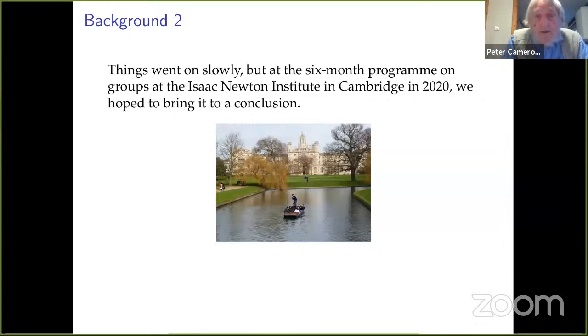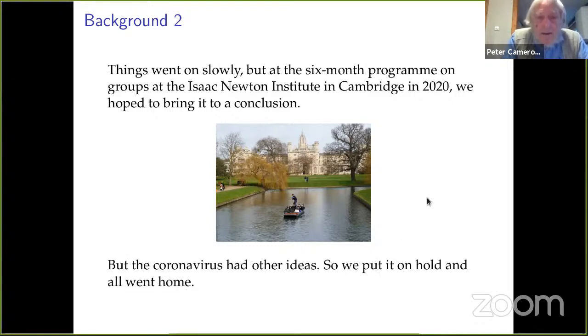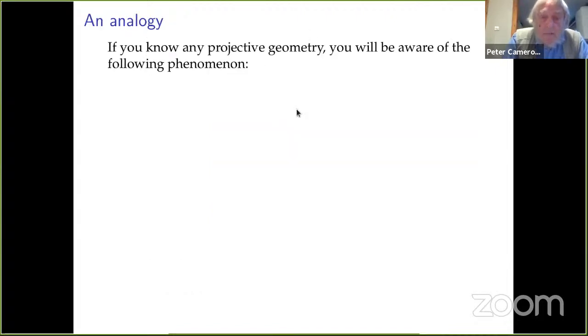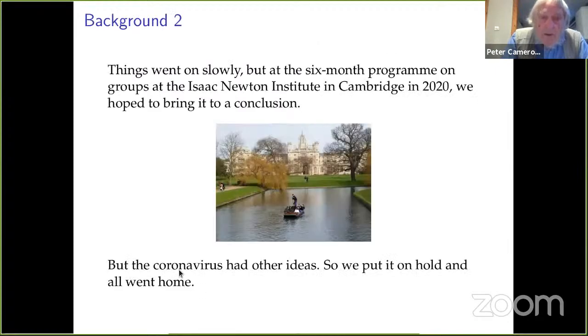But in 2020, a six-month program on group theory started at the Isaac Newton Institute in Cambridge. And the four of us were there, and we hoped to bring the project to a conclusion. So the program started in January, but of course, in March, the coronavirus arrived, the country was locked down, and we were all sent home. So this turned out to be a good thing, because we'd almost decided on what the final theorem was, but the opportunity of sitting at home with nothing else to do made us prove a much, much nicer theorem, which is what I want to tell you about.